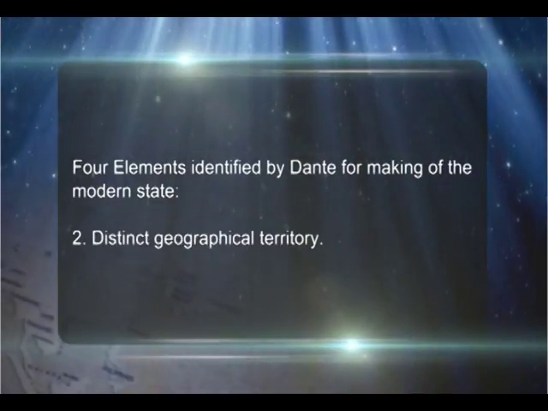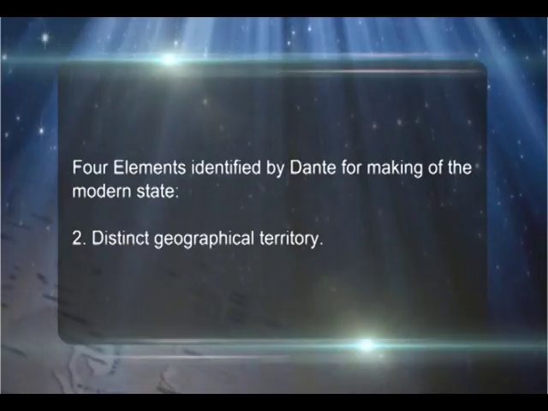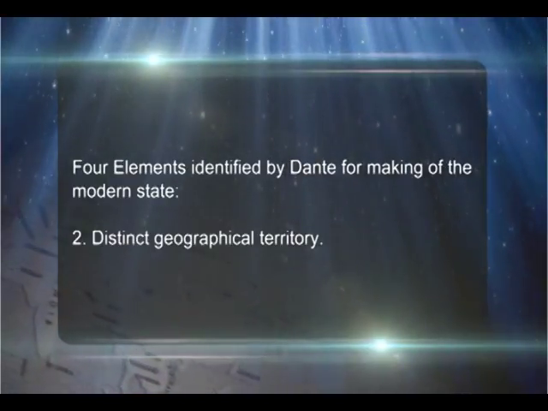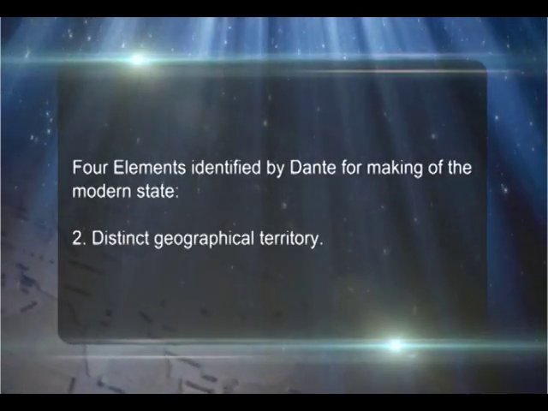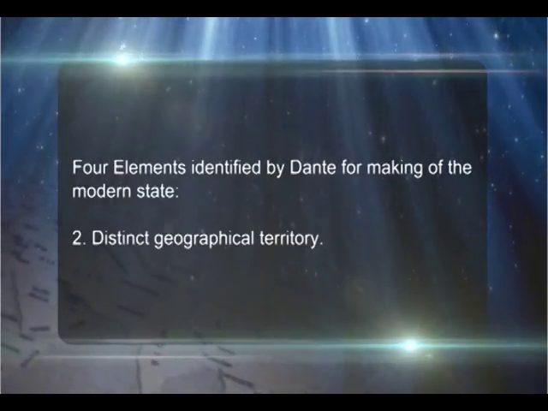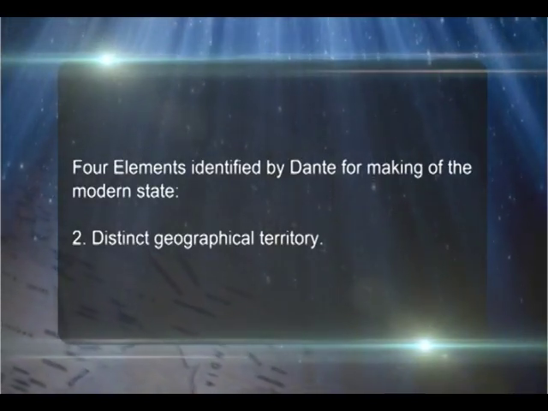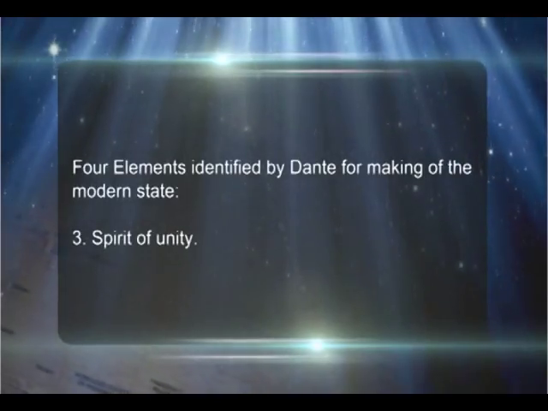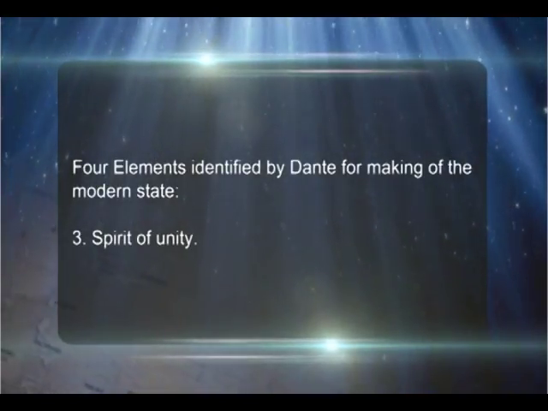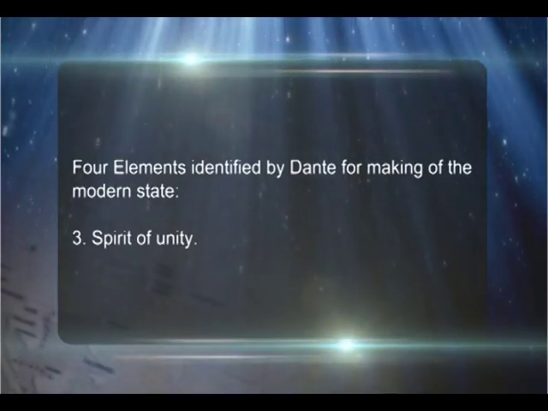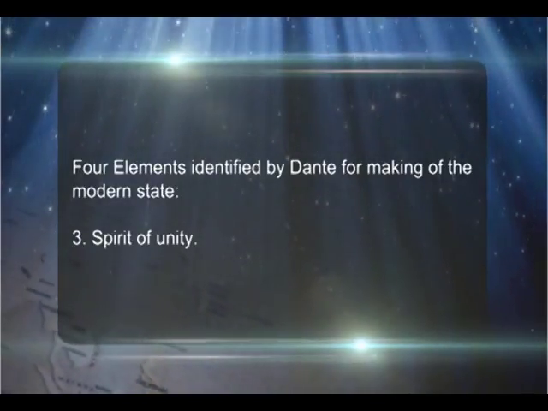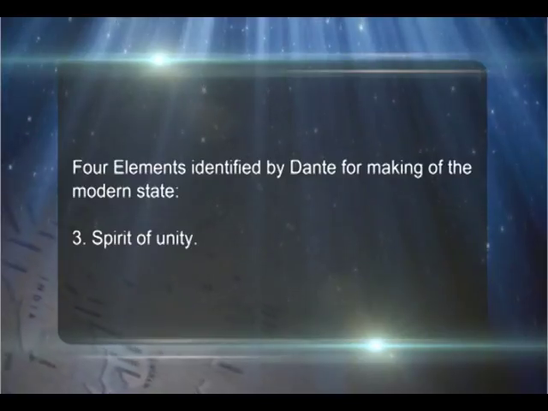Second, Dante called for a distinct geographical territory. That is, there must be a distinct geographical domain or geographical space over which the state would have absolute power or absolute control. Third, there has to be the spirit of unity. The state would be founded on the spirit of unity, which in fact went into the making of nationalism much later.